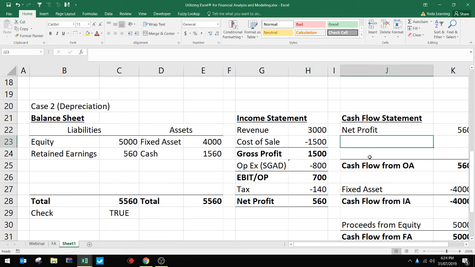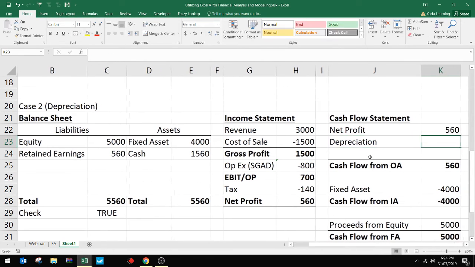Below net profit, you type in depreciation by that figure of 200, because you have not paid out 200. It is still there in the business with you. So the right and accurate representation is going to be like this. The moment you press enter, you realize on your balance sheet that the check has once again turned to false.